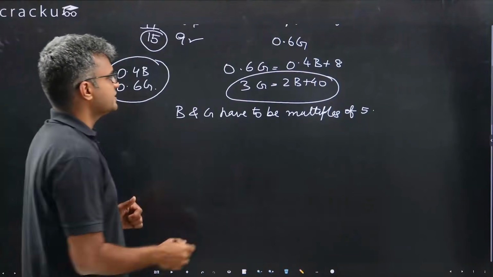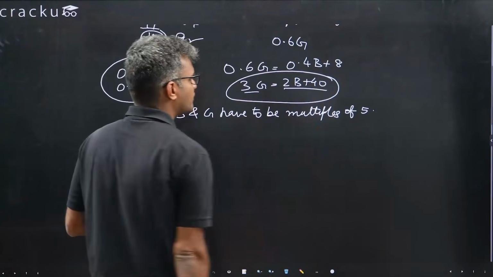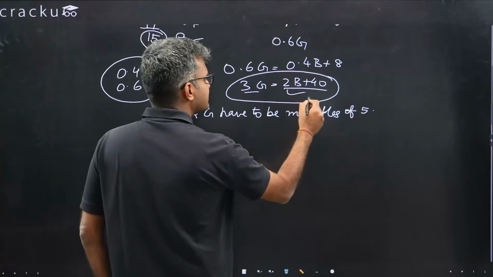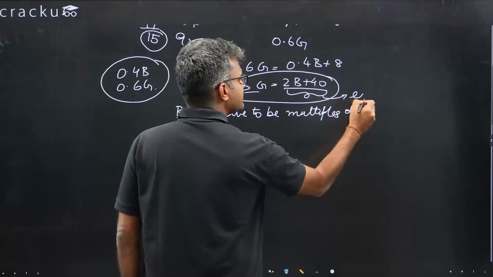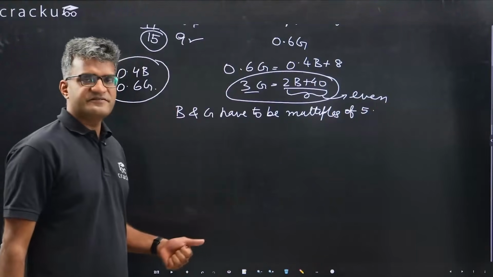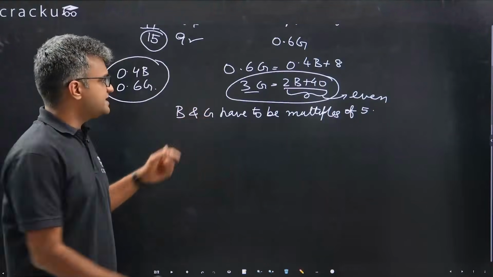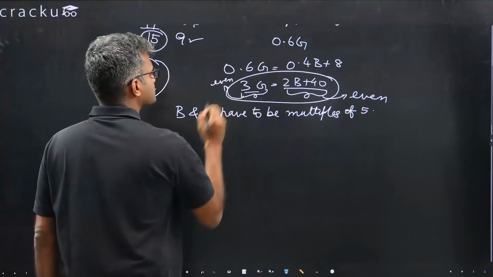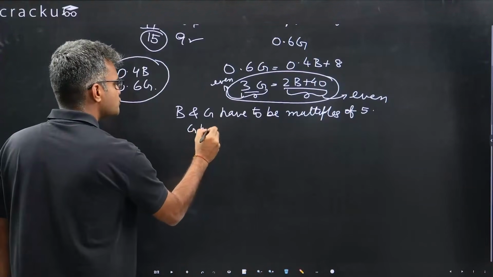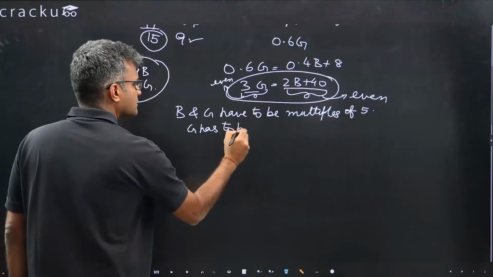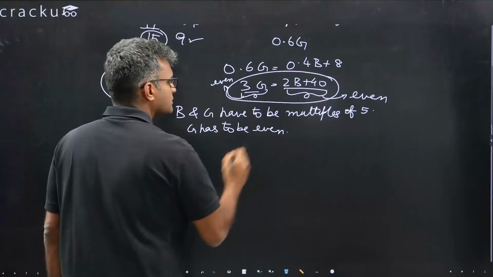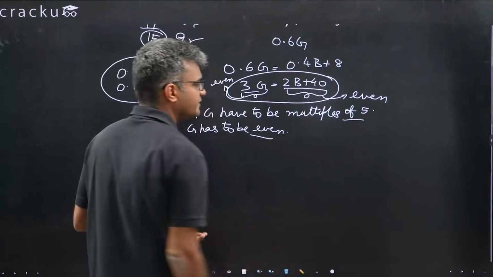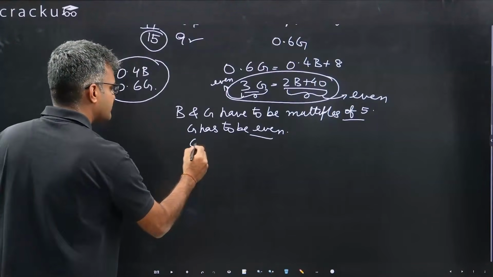And we also want 3G to be equal to 2B plus 40. If 3G is equal to 2B plus 40, the right hand side is even. 2B is even, 40 is even. So 3G also has to be even, or G has to be even. So immediately you will notice that G has to be even, G has to be a multiple of 5. So G has to be a multiple of 10.